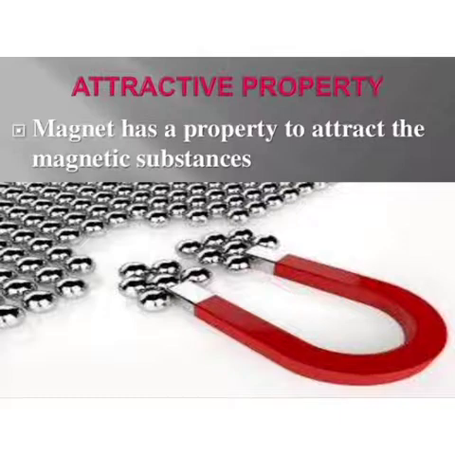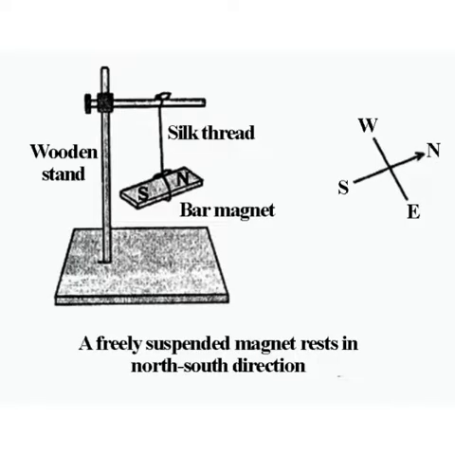So this is the attractive property of a magnet, that it attracts different magnetic substances towards it. They will stick to it, they will get attracted towards it, and we call it the attractive property of a magnet. Different ferromagnetic substances like iron, nickel, and some metals get attracted towards the magnet. All magnetic substances are basically attracted towards any magnet.